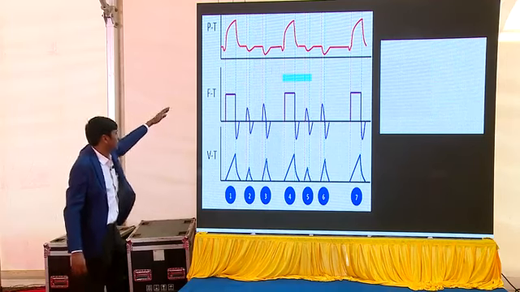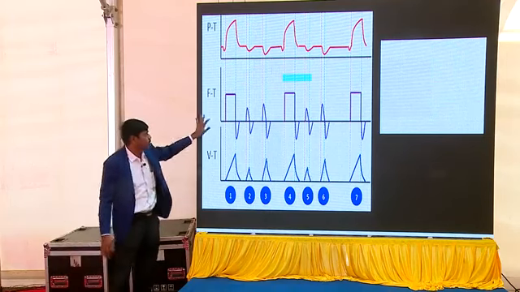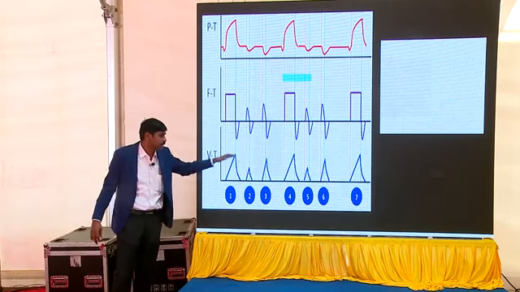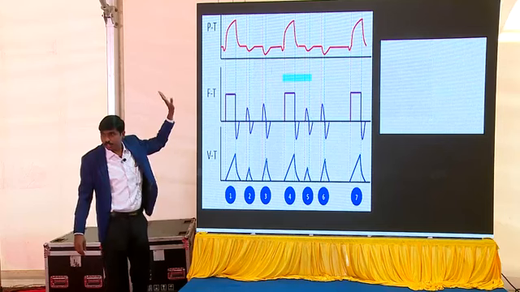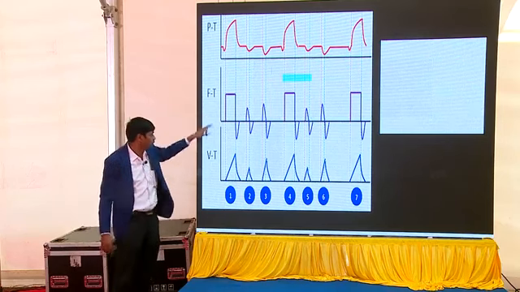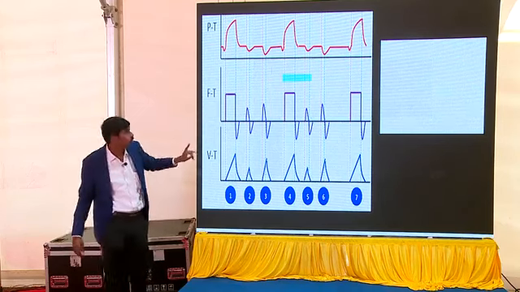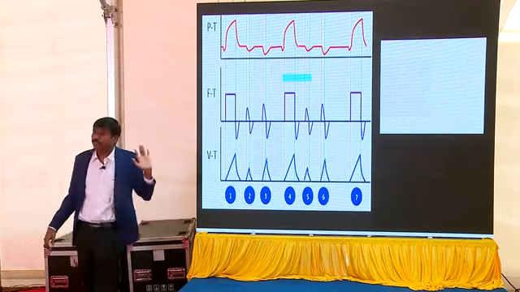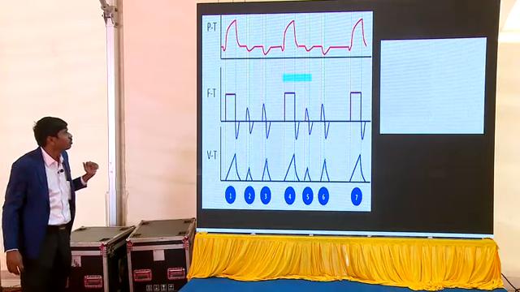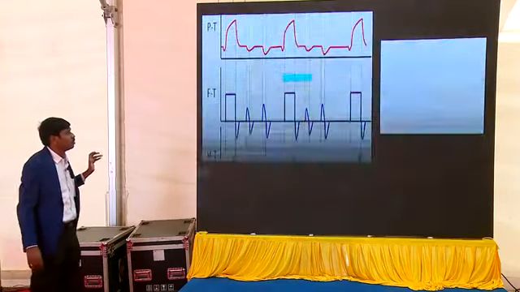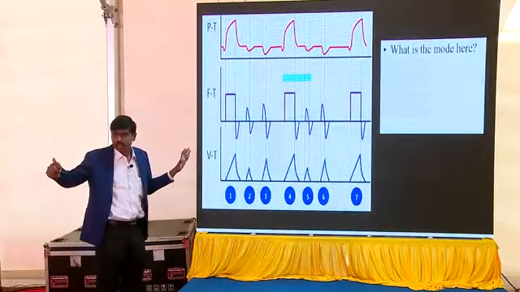These are called scalars, where on the x-axis you have the time, and here you have the flow, pressure and volume. First is the pressure, second is the flow, how much you achieve, and third is the volume. Now, what is the mode depicted here? Anybody?